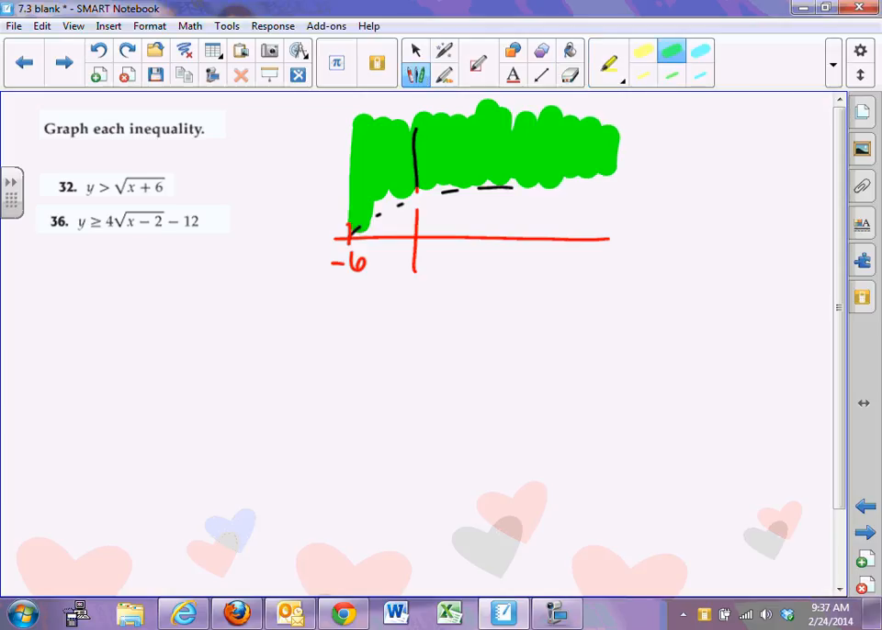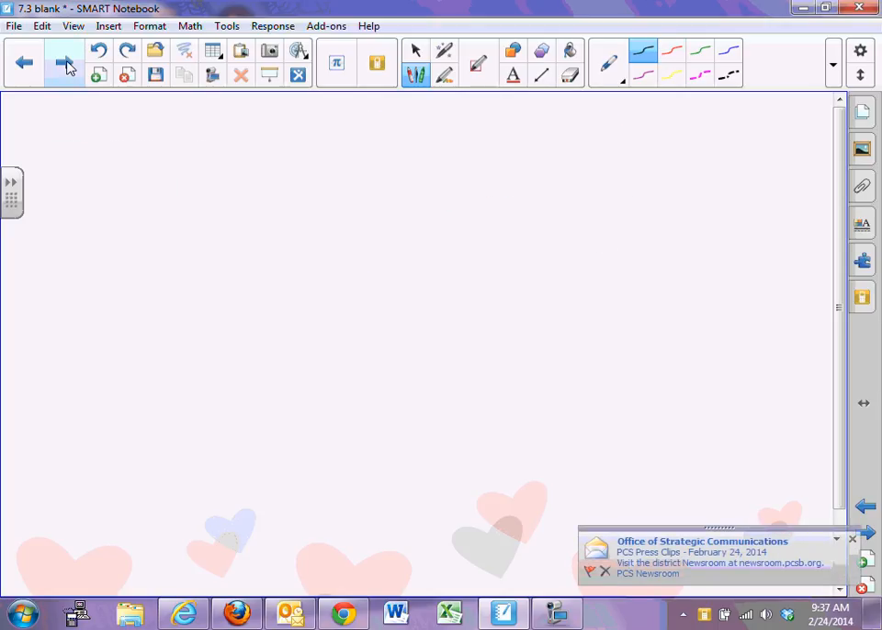If I'm going to draw it out to here and put arrows, whoopsies, dashed, then my graph would go like that. If it's greater than or equal to, you use a solid line and shade above or below. If it's greater than, you shade above. If it's less than, you shade below.